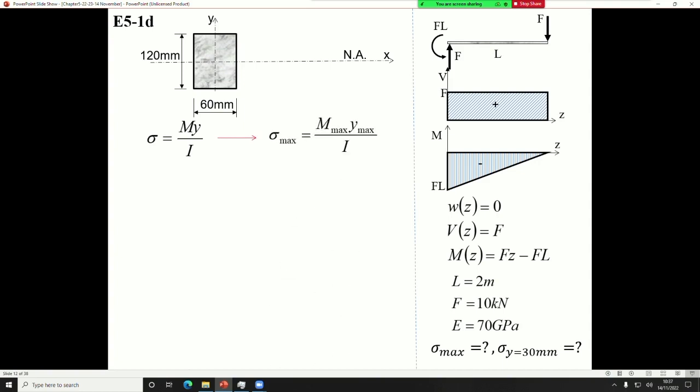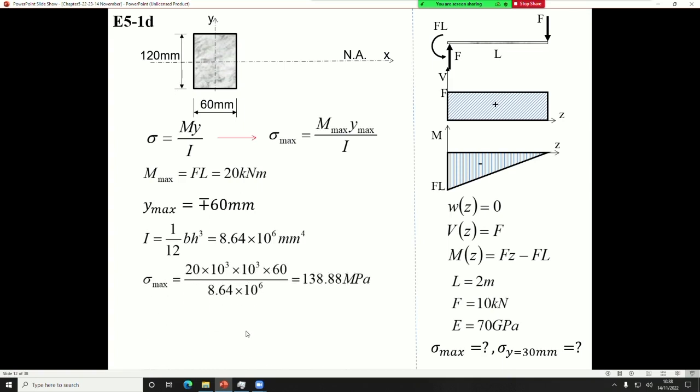So I'm after the maximum normal stress. I is constant. These two must be maximum. M max occurs at the clamp support. And so at the clamp support, at the top and bottom layers, we get the maximum normal stresses, compression and tension. So this is equal to the maximum bending moment, which is FL, 20 kilonewton meters. Y max is plus minus 60. I is equal to 1/12 b h cubed. b is 60 millimeters. Height is 120. And from there, we find 139 megapascals, plus minus.